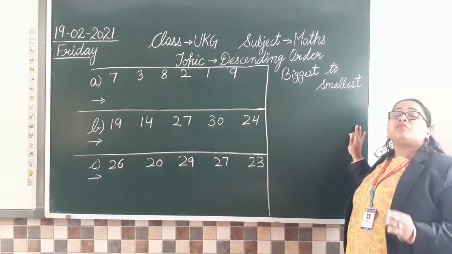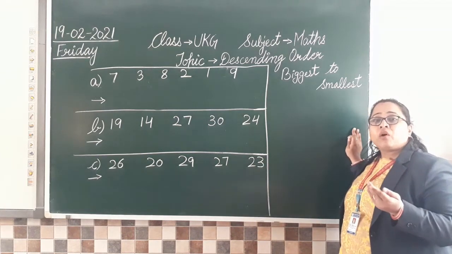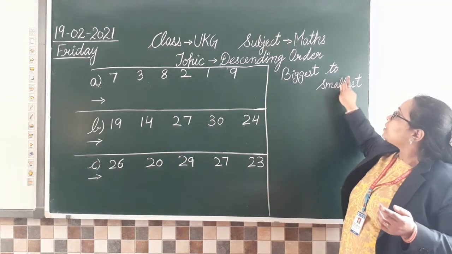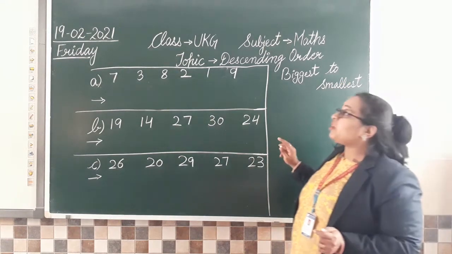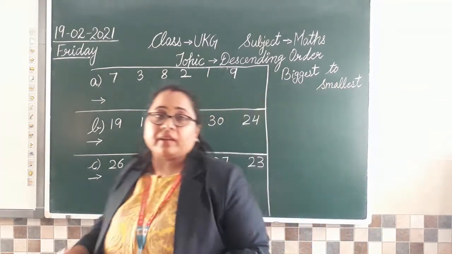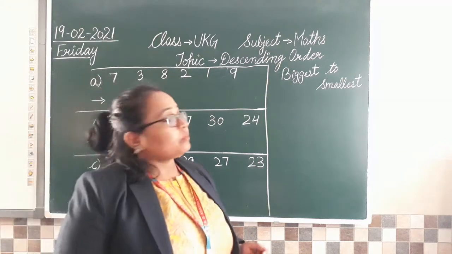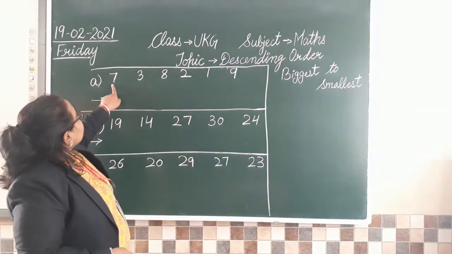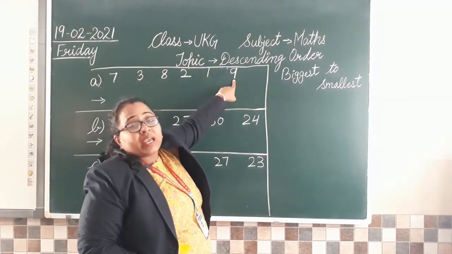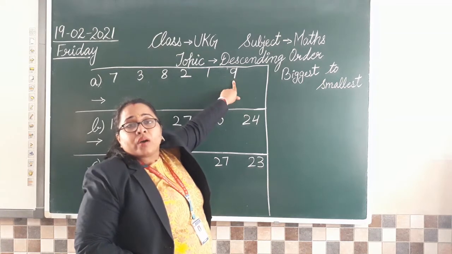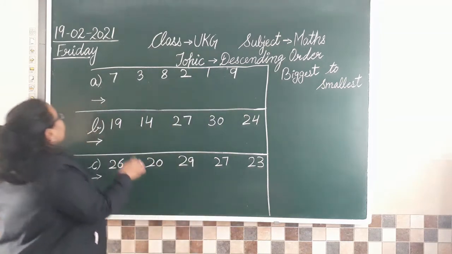Now if you have to arrange these numbers in descending order. Descending order is biggest to smallest. Then tell me which is the first number you are going to write there. Yes class, which is the first number? We will write. Just see them all. Biggest. सबसे biggest number कौन सा है बच्चा? It's 9. So we will copy 9.